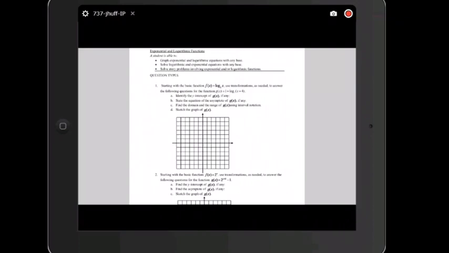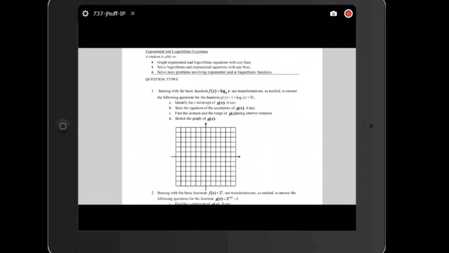Okay, this is Unit 3, Chapter 4, my favorite chapter, exponentials and logarithms. So let's get started.